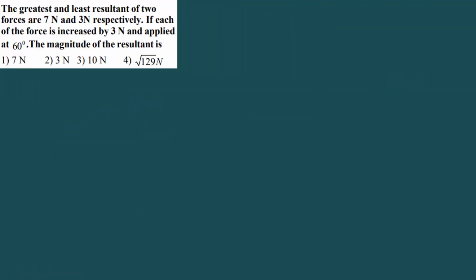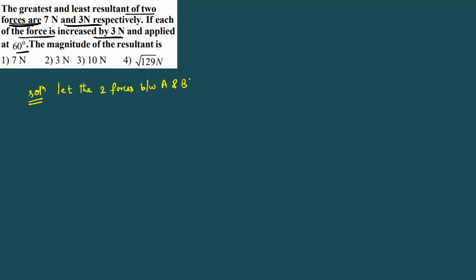Next question: the greatest and the least resultant of two forces, the forces are basically vectors, are 7 Newton and 3 Newton. If each of the force is increased by 3 Newton and applied at 60 degree, the magnitude of the resultant is. So in the solution, we can write, let the two forces, which are vector quantities, be A and B, or F1 and F2 also you can take.